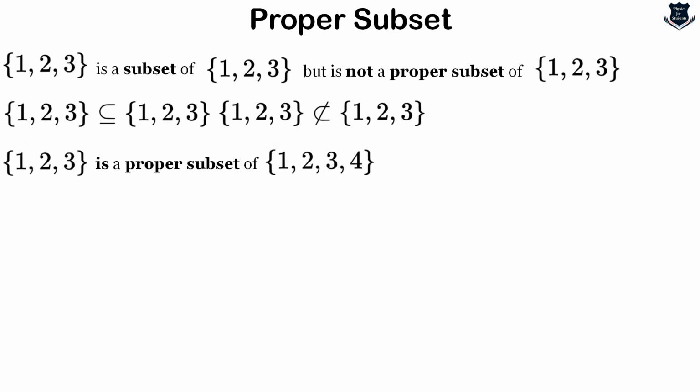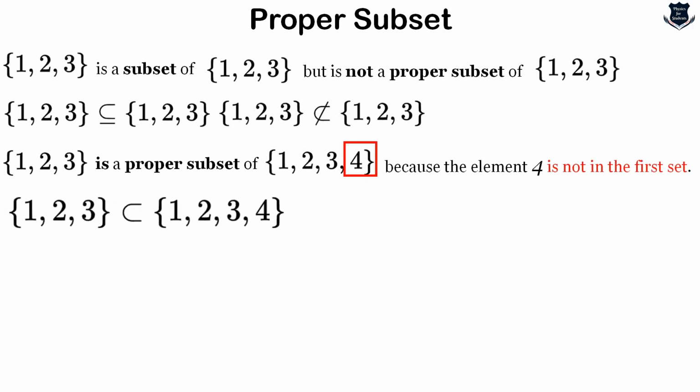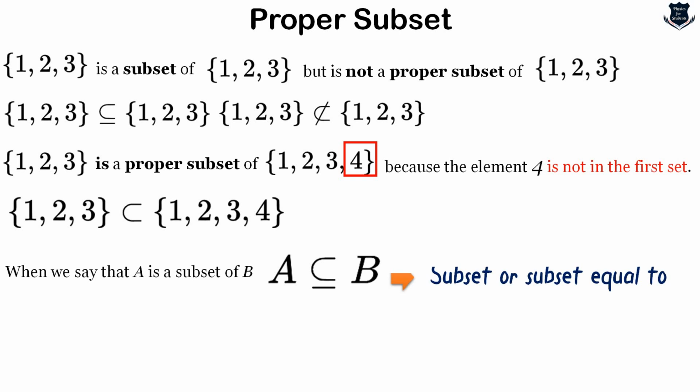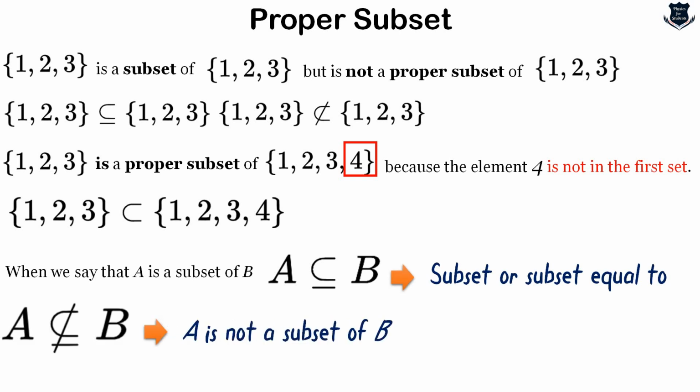However, {1, 2, 3} is definitely a proper subset of {1, 2, 3, 4}. Why? Because B, this second one, has got an extra element 4, and because this is not in the first set, this is how we write it. Proper subset, right? And when we say that A is a subset of B, we write it in this way, and subset or subset equal to, and this is something which we use to tell that A is not a subset of B.